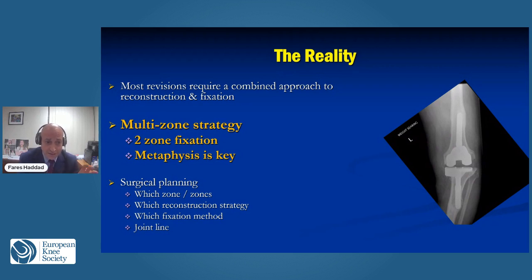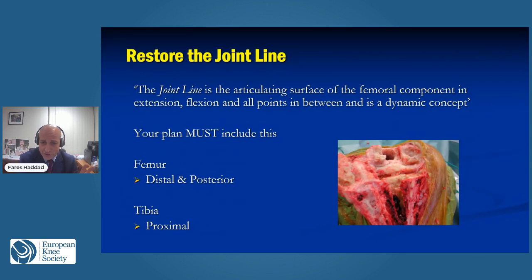The reality is most revisions require a combined approach to reconstruction, and I would beg for a multi-zone strategy. You should really be getting good sound fixation in at least 2 zones, one of which probably should be the metaphysis. That's the real key. Getting ingrowth in the metaphysis is big. So in terms of surgical planning, which zone or which zones are we aiming for? Which reconstruction strategy are we going to use on each side? Which fixation method? And then last but not least, getting the joint line right.